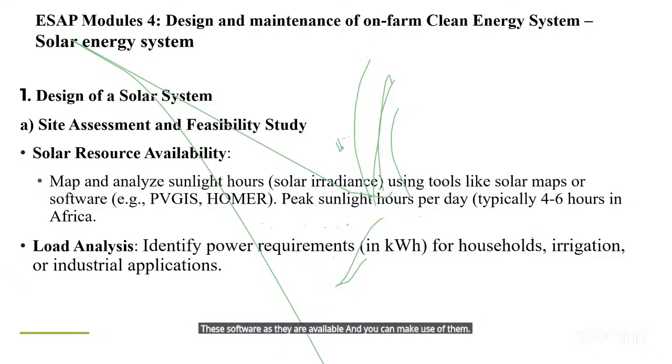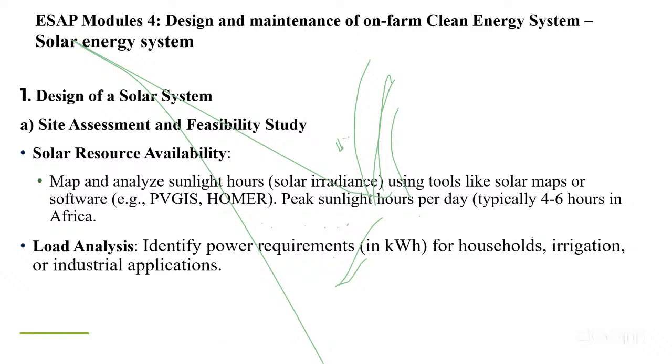And from those software, you can also see what is the peak sunlight, because to know the potential of sunshine, we need not only to have sunlight hours, which is the solar irradiation, but we need also to have peak sunlight hours to be able to see if the site is well appropriate to produce solar energy.